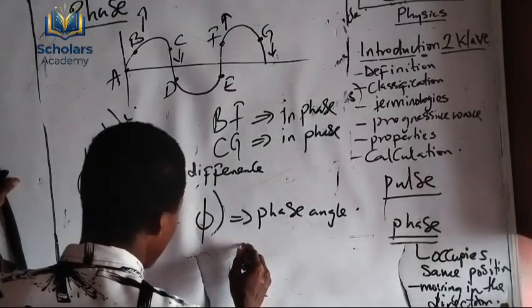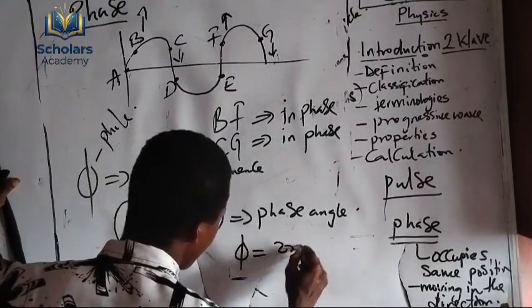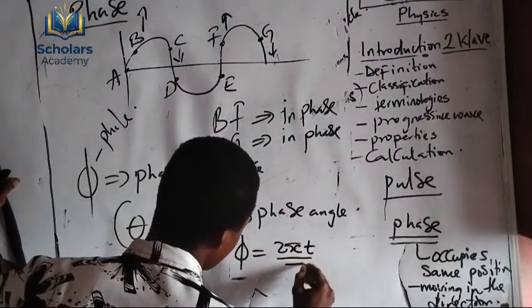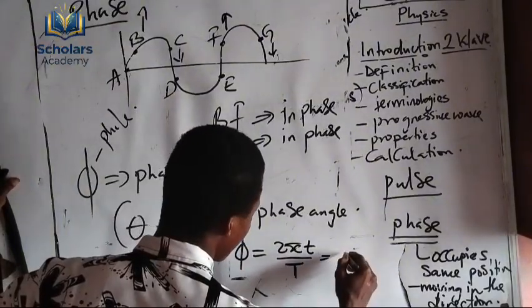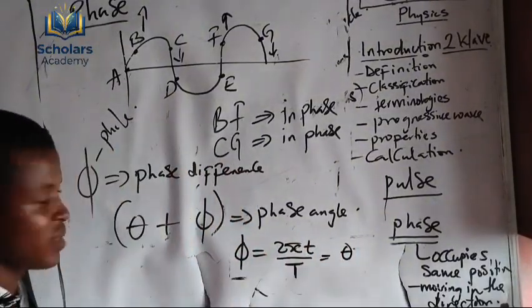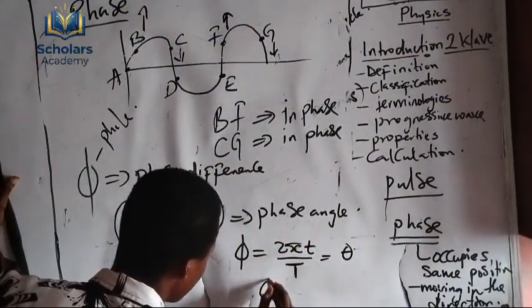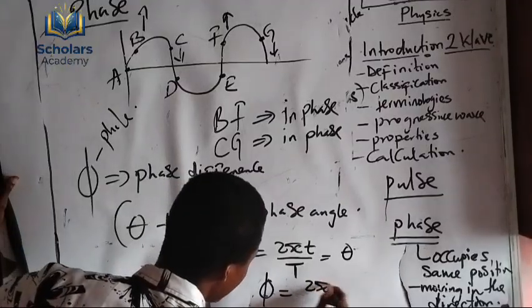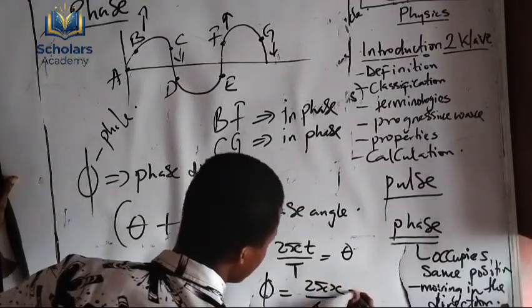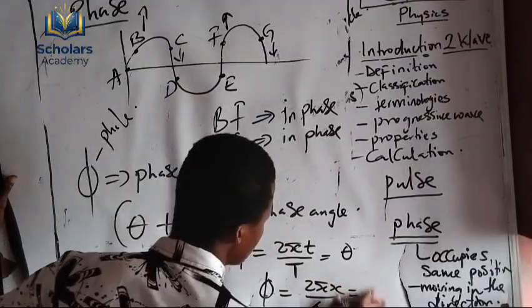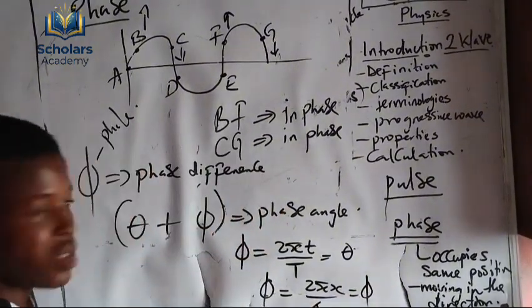Now we can have this phi to be 2 pi t over what? Capital letter T, and this one refers to our theta. Now we can also have this phi to be 2 pi x over lambda. This one regards to our normal phase angle.